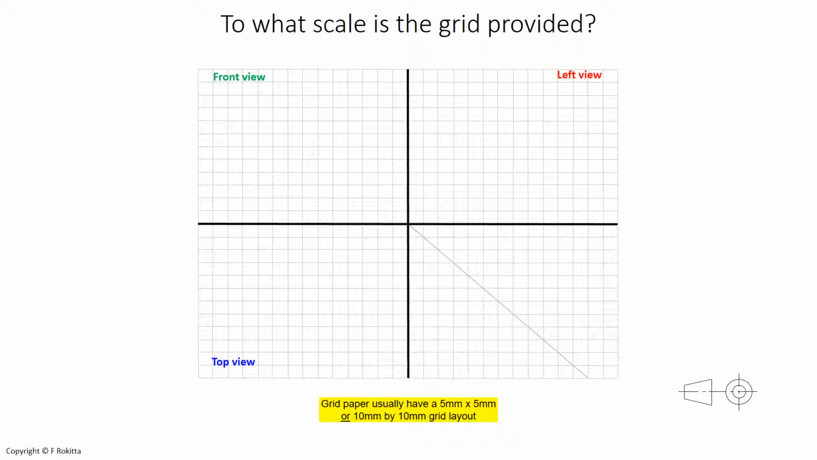To what scale is the grid paper provided? Well, this will depend on the type of drawing that you do, and in most cases we will use a 5mm grid paper or a 10mm grid paper. But this can be varied depending on what the purpose of your design or drawing would serve.